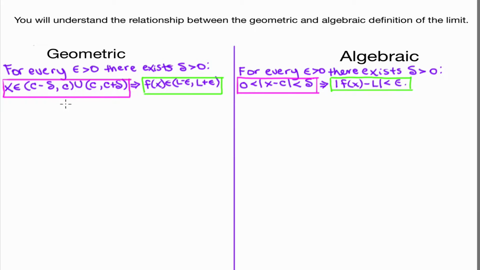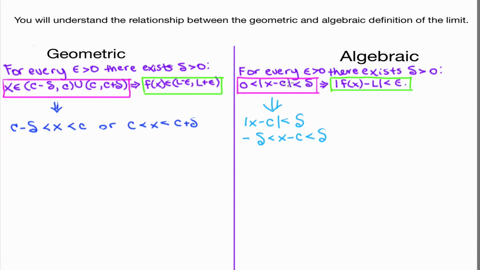If we can show that the open interval notation is equivalent to the absolute value notation for x as well as f of x, then we'll see that these definitions are equivalent. And that's exactly what I plan to do in this video. Here we will focus on the inputs, the x values, and the punctured open interval, c minus delta to c plus delta, excluding c. In inequality notation, we have x between c minus delta and c, or x is between c and c plus delta.